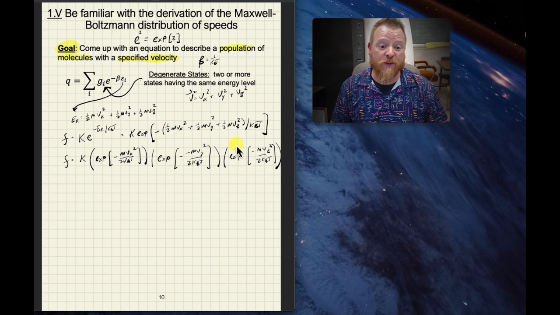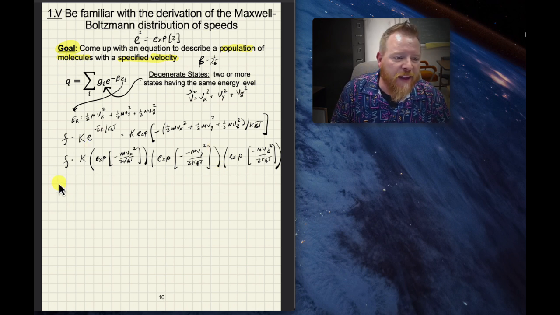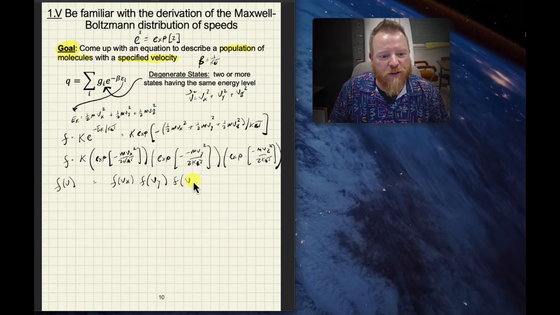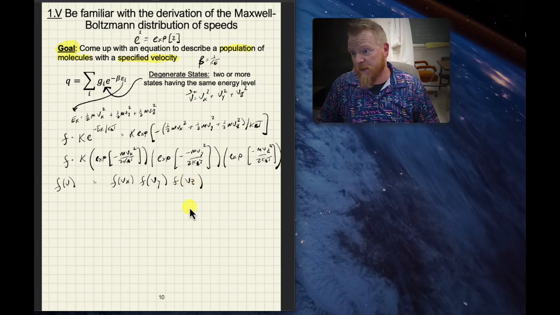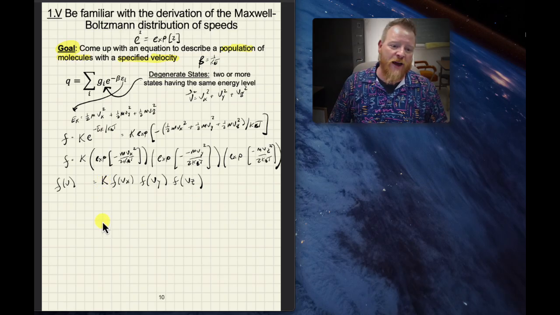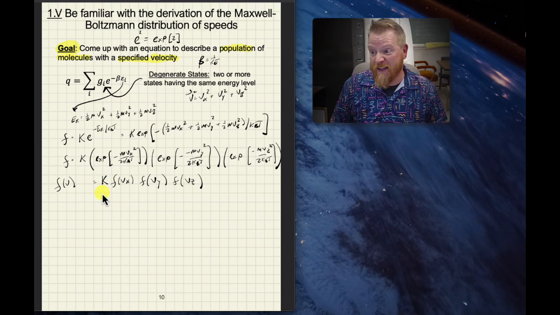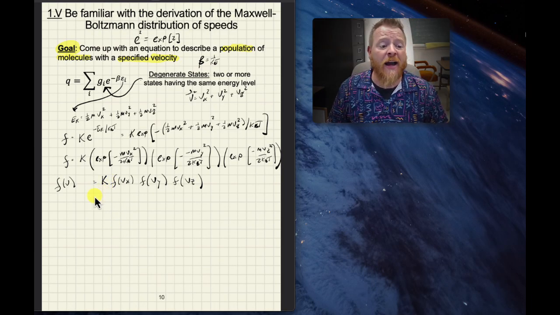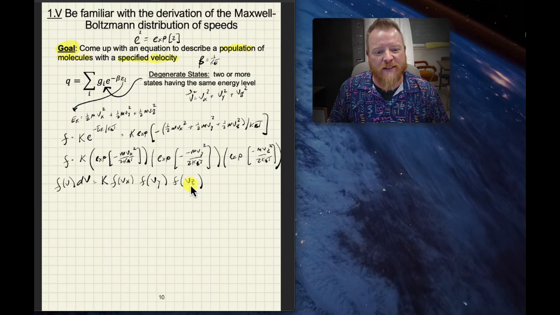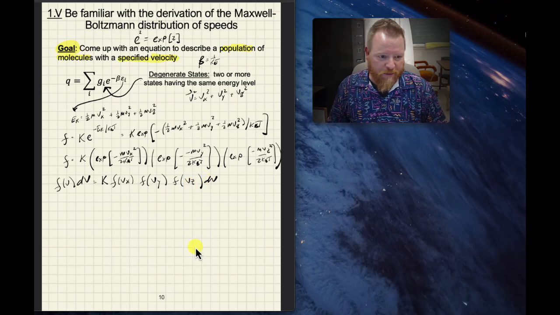So we could further simplify this description by thinking of this as some function of velocity, where now we have a function describing what's going on in the x, a function describing what's going on in the y, and a function describing what's going on in the z. And of course, we've got this constant k out in front that we've got to deal with. So that's our next goal, to find that constant k. And we're going to do that by invoking the language of calculus. So I'm going to write a dv on this side and a dv on this side.